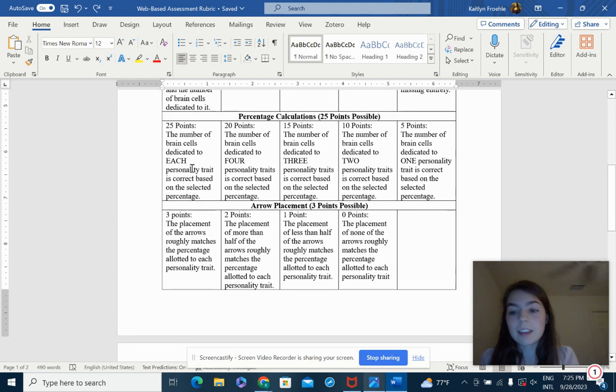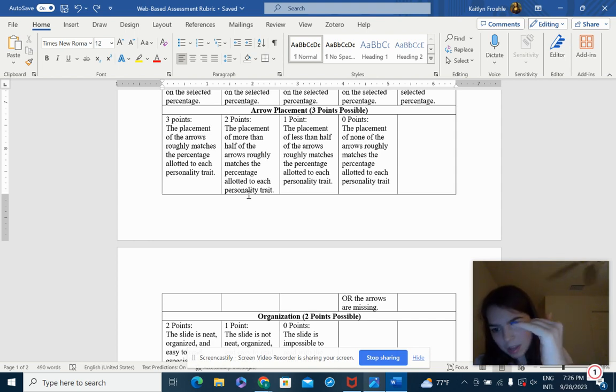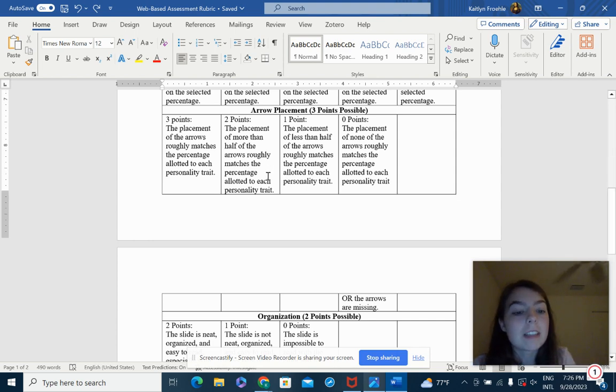25 points is dedicated to just getting all the percentages correct and the number of brain cells correct. So based on the percentage you choose for each one, you need to have the appropriate number of brain cells calculated. 3 points just for showing that the placement of the arrows roughly matches the percentage allotted to each trait. So what I'm saying here is if you give a small portion of your personality to one thing, say maybe 6%, it wouldn't cover most of the person. It would only be a little bit. So just make sure that your arrows roughly match the amount of percentage that you are giving to each one.